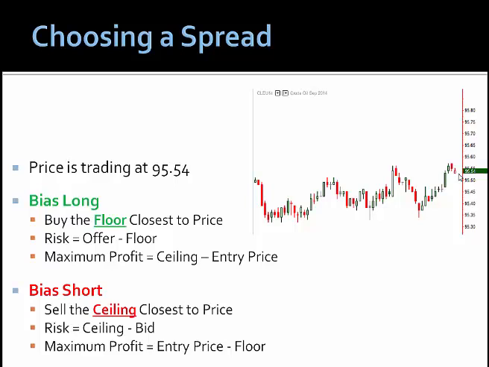In other words, your risk is limited to the floor and your profit potential would be limited to the ceiling. If the bias is to the short side, then it's the opposite. The ceiling is what limits your risk, and the floor is what limits your profit potential. So if you want to go short, you sell the ceiling, which is closest to price. Your risk is equal to the ceiling minus the bid price that you paid on entry. And your maximum profit is the entry price minus the floor.